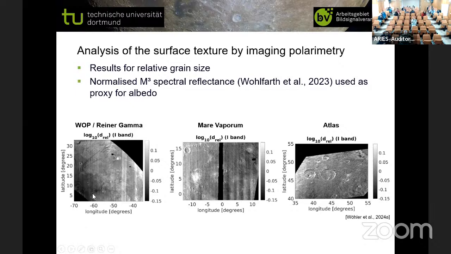The swirl that Deepak was talking about, Reiner Gamma, this slightly enigmatic and not topographically appearing structure, has a decreased grain size, whereas volcanic pyroclastic material appears here as bright, so as more coarsely grained than the surrounding surface. And also here a small impact crater near the crater Atlas appears coarsely grained, probably because it's fresh, but there's also a coarsely grained pyroclastic deposit in the south of Atlas. This is Atlas crater, and here also in the north.